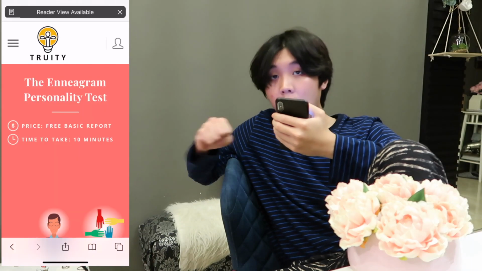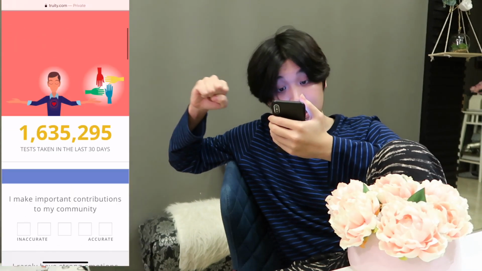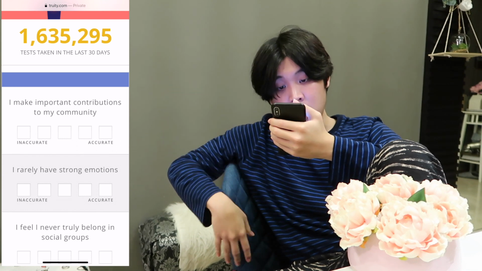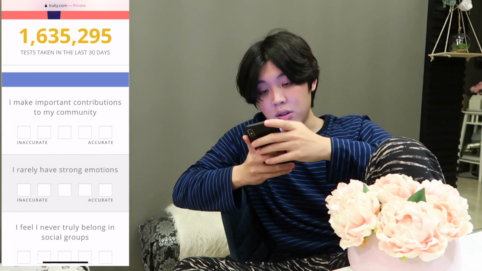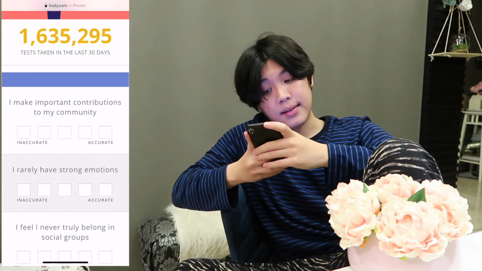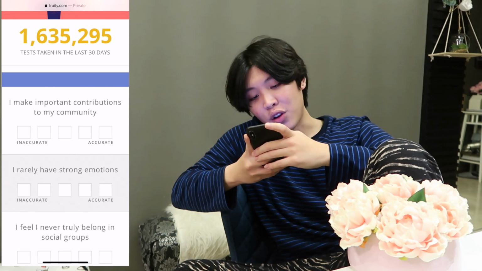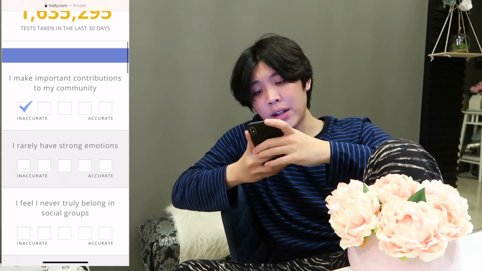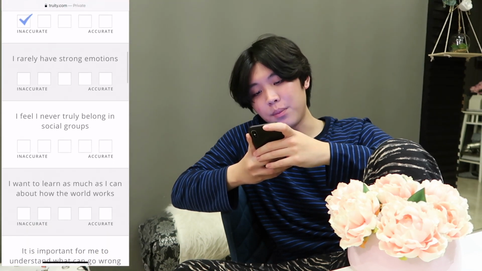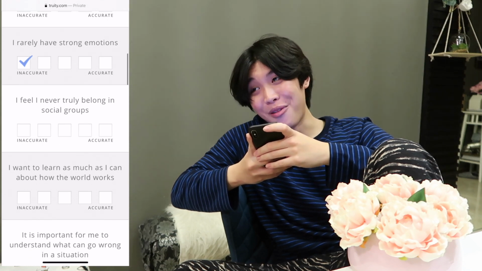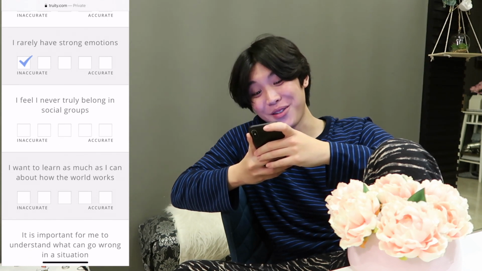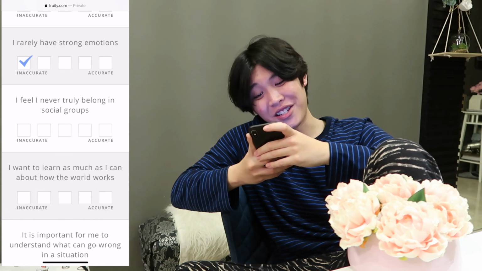Finally, we are at the last freaking page. I make important contributions to my community. Your boy does not have any community. How sad. So nope. I rarely have strong emotions. Nope. I always have super strong emotions, so definitely strongly inaccurate.